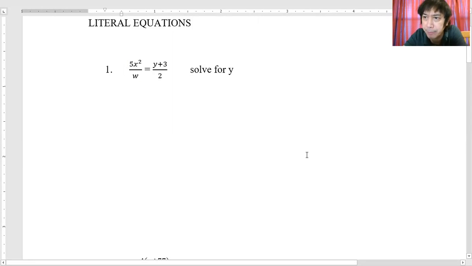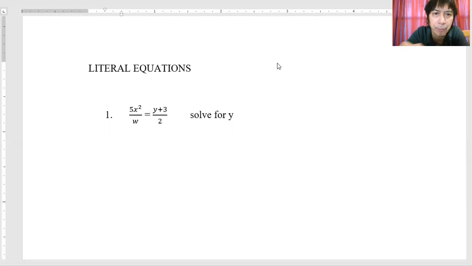Let's use what color do you like? Red. Okay, so let's use the red or blue. Okay, if we use red, let me just adjust it. Okay, we have here the equation.